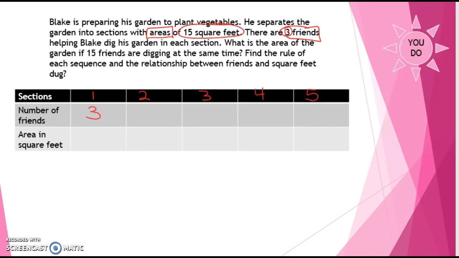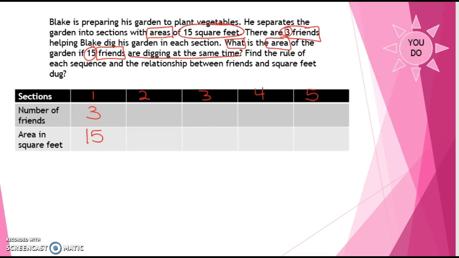We always want to start with our given information. And we have 15 square feet for the area. Now the question is asking, what is the area of the garden if 15 of these friends are digging at the same time? Okay, we need to get to 15 friends. So this time what I would do is I would find the relationship rule, okay, then fill in the sequence.